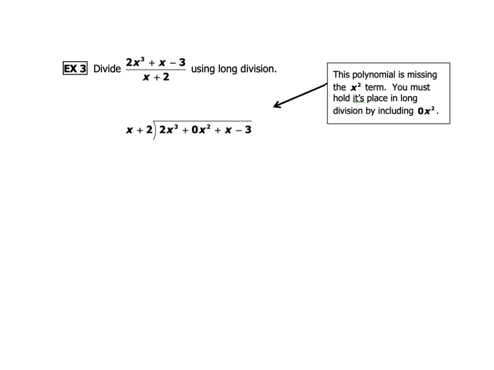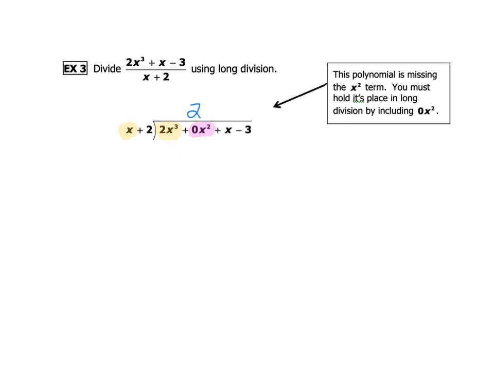And so you're actually just going to do this. Put 0x squared right in the x squared place. And as long as you do that, everything else should work fine. So once again, we're going to look at the x that we started with and the 2x to the third. And what do we need to multiply x by to get 2x to the third? And the answer to that is 2x squared.